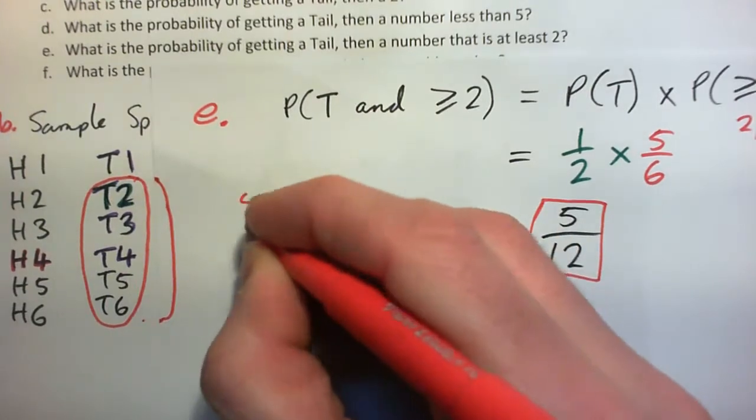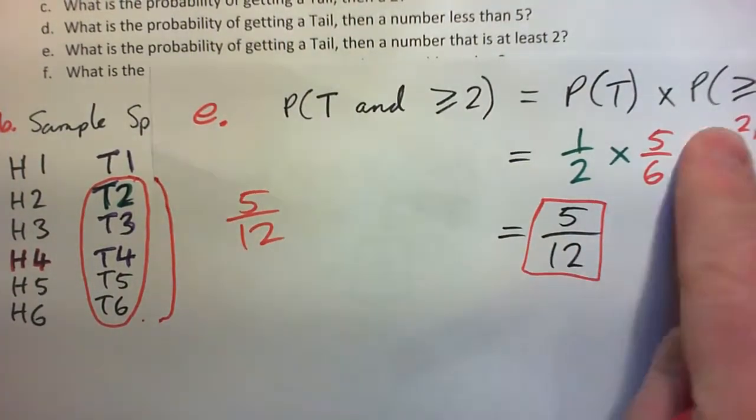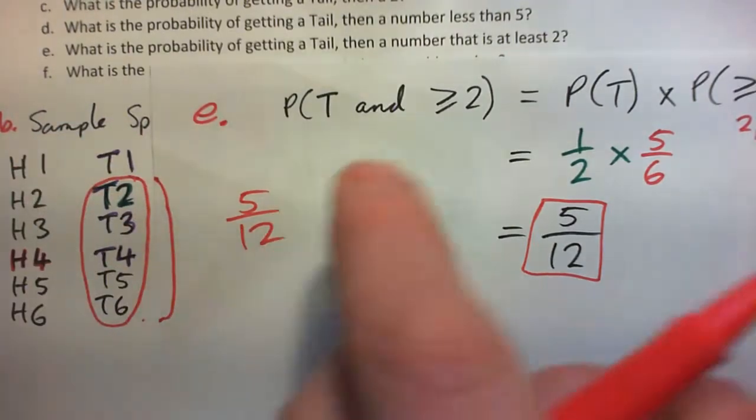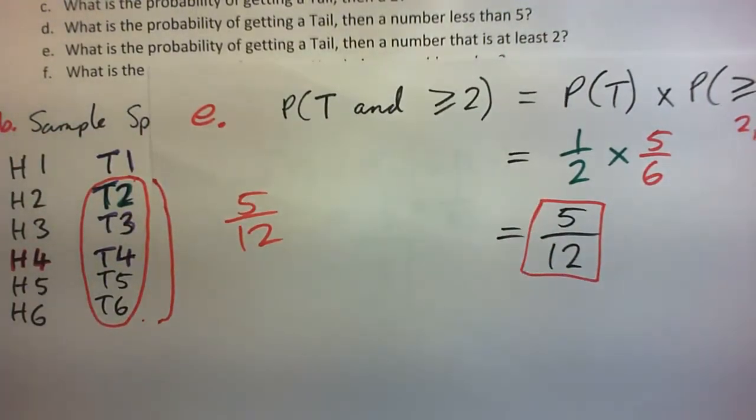See that? 5 out of 12. And that's what we got when we used the product formula. So again, listing the sample space works. The product formula works also. All right.